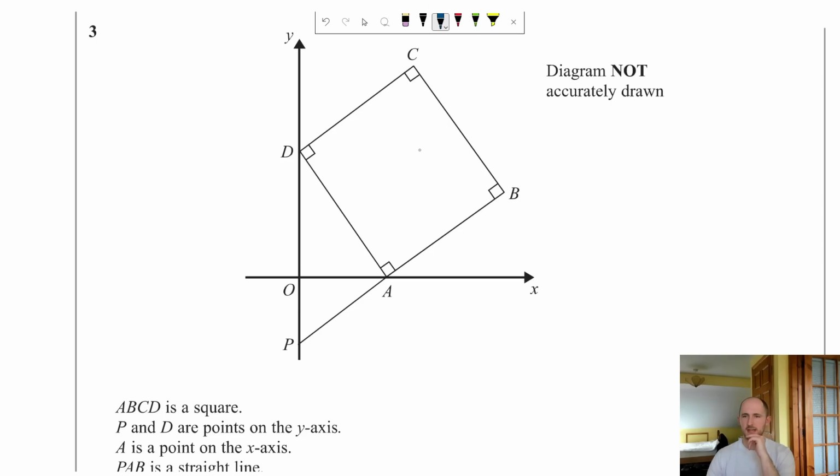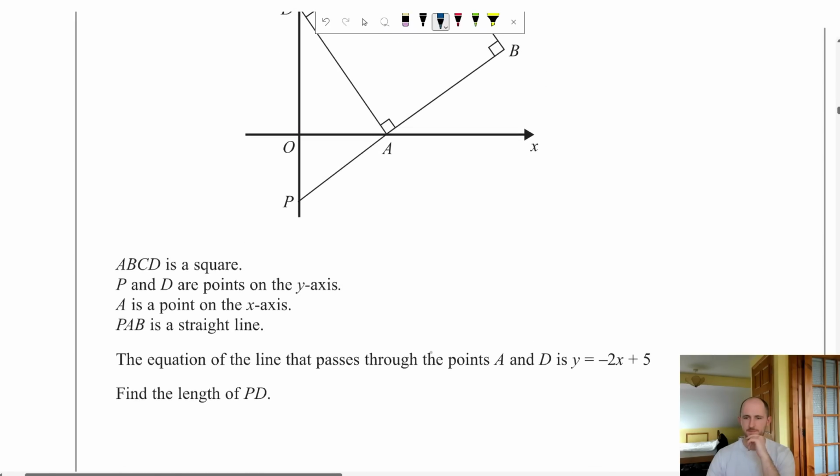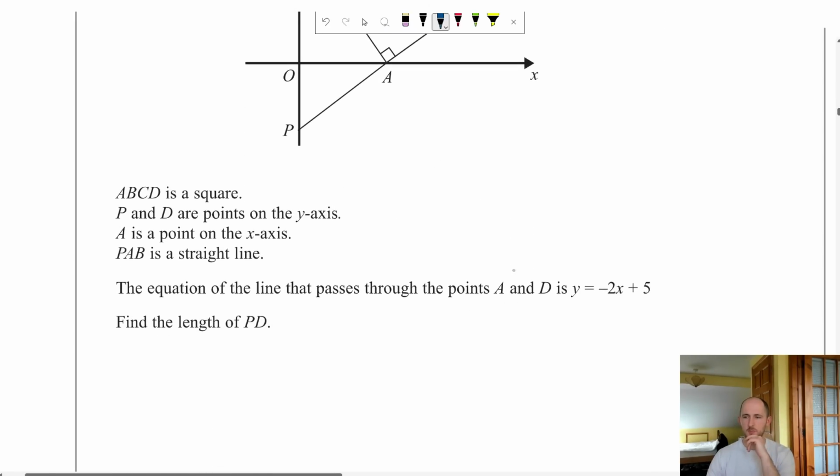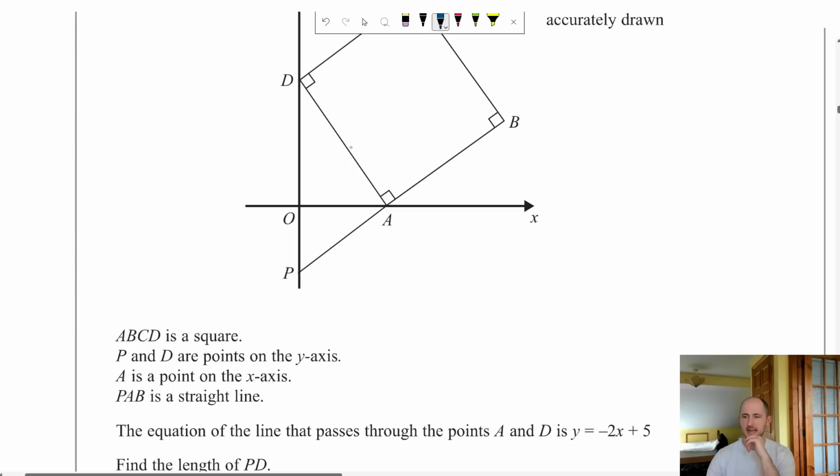Very interesting looking question. So we have a square where D and P are going to be y-intercepts, A is an x-intercept, okay. PAB is a straight line, cool. The equation of the line that passes through points A and D is this. So AD, so that's y equals minus 2x plus 5.